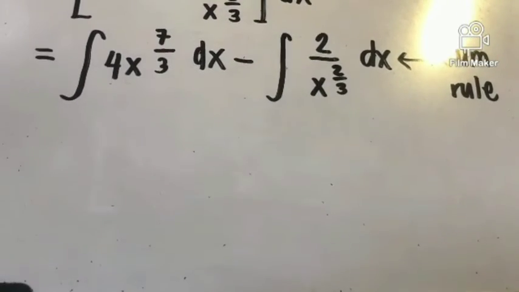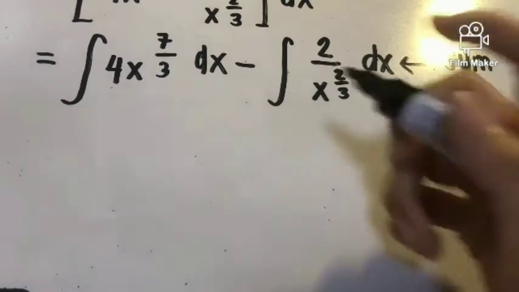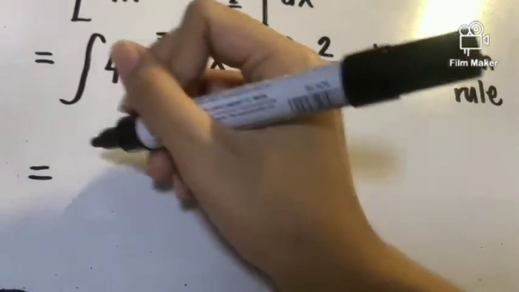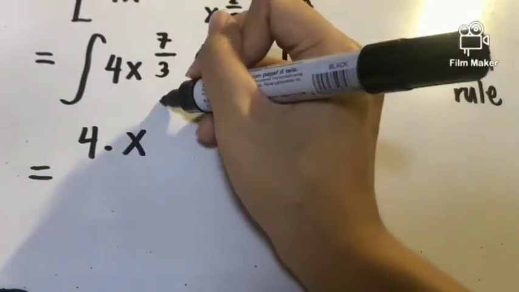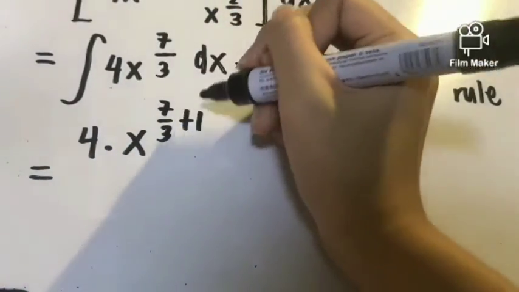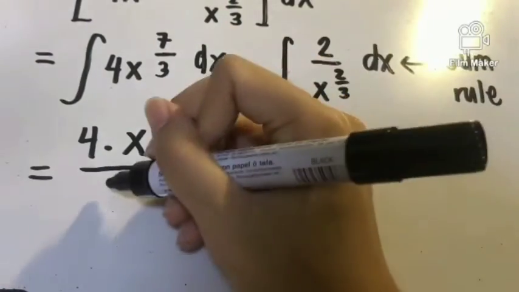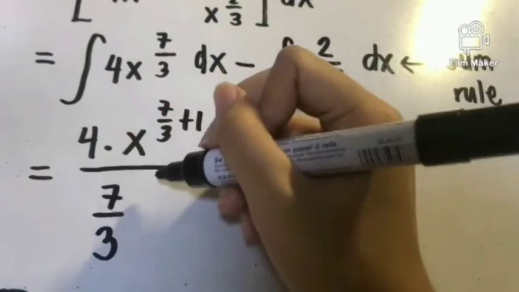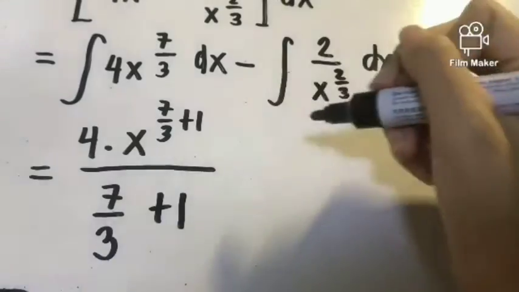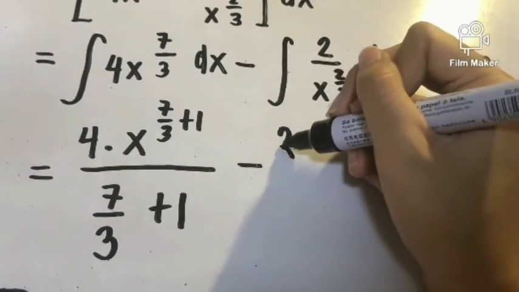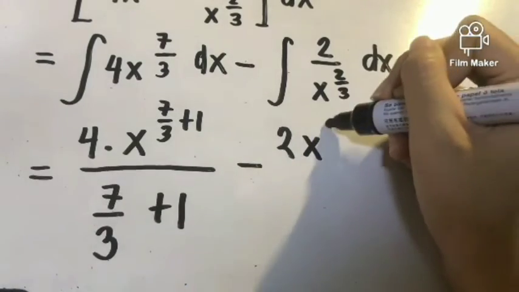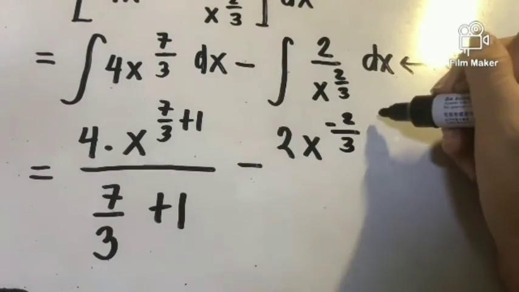And after we have separated and used the sum rule, we are now going to find the antiderivative of each term. So what is the antiderivative of 4x raised to the power of 7 over 3? We are going to use the power rule, wherein we add 1 to the exponent of the term, and what we did to the exponent we are also going to do to the denominator. Same with the second term, and we transferred the denominator to the numerator.